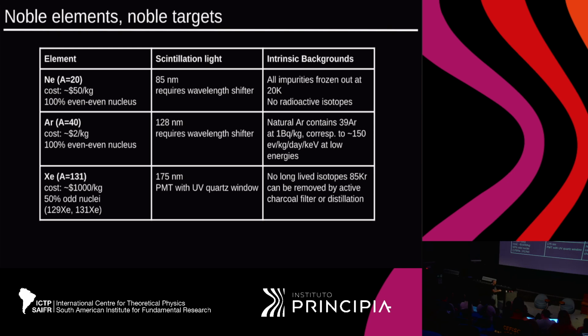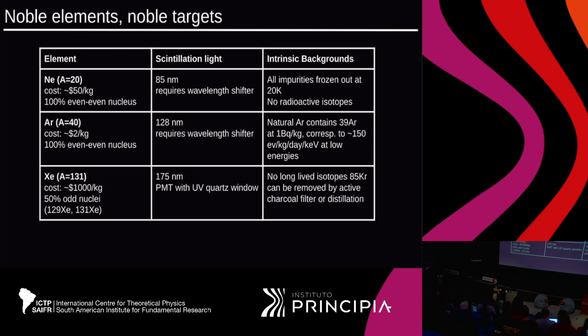And then this column is also absolutely critical. Xenon, again, shines here because it has no long-lived radioactive isotopes. So you purify it, and as long as you are able to chemically purify it and just have xenon there, you won't have any radioactive background coming from the material of the detector itself, okay?